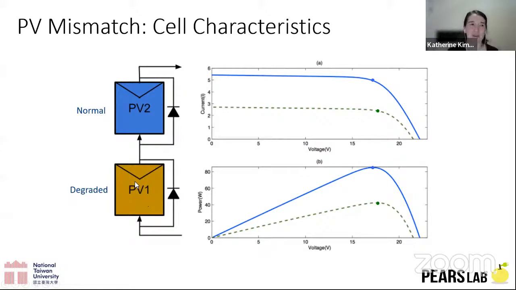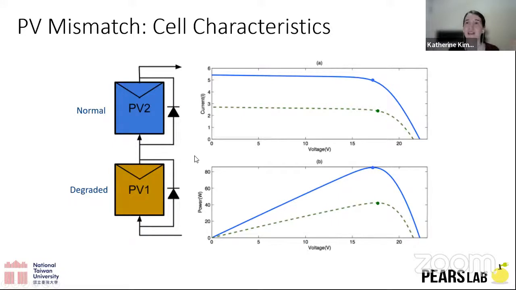So they have different characteristics. So this one is underperforming and this one is meeting the expectation of the performance. So we can look at the IV curves first. We could plot those out and you can see the current here for each one. The blue one is the normal one here, and the green dashed line is the degraded one.